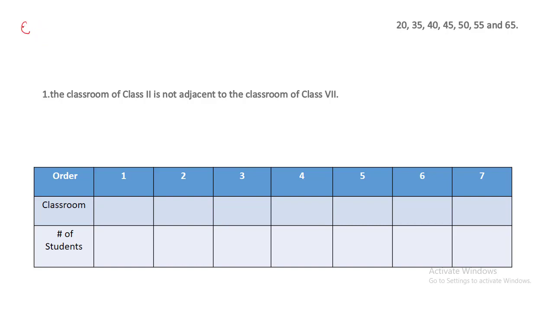So class 2, I will just represent class 2 is not adjacent to 7. Now you can have your own representation. This is what I have designed for myself. You can have your own as well. So this point, guys, is not our first point which we can actually represent in our table.